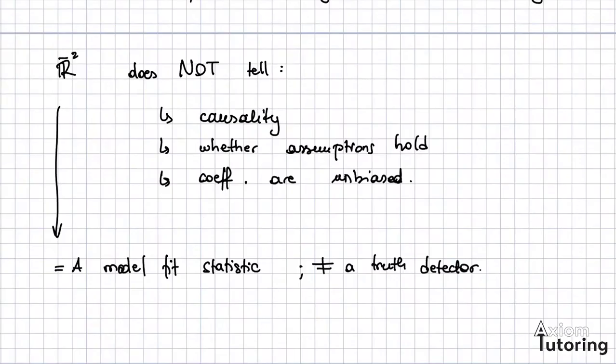Think of it this way. If R squared is asking, how much did we explain? The adjusted R squared is asking, was it worth it? And that's the difference between the two of them.